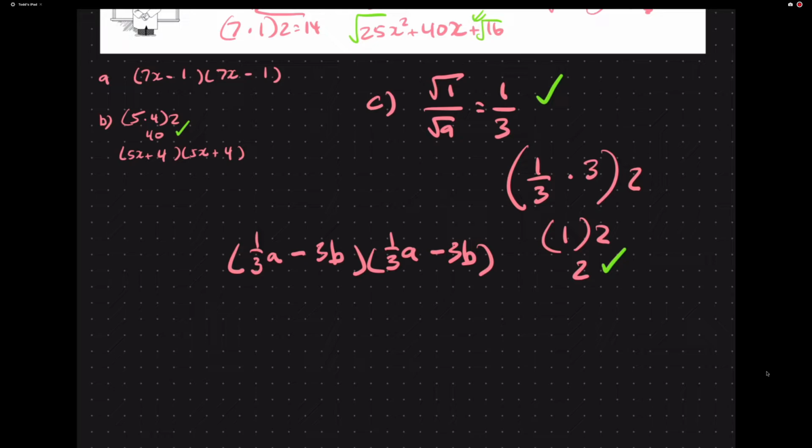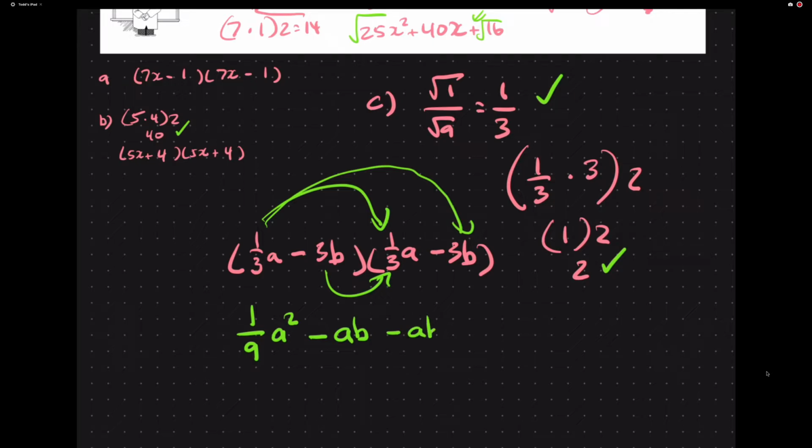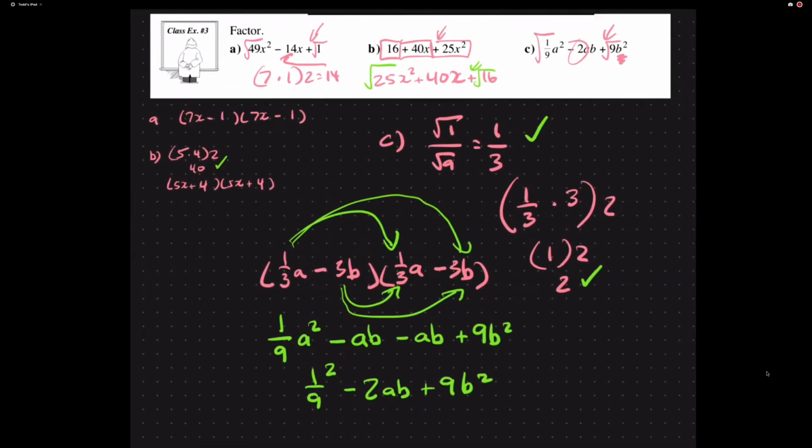complex than the other one, so let's expand it just to verify that we're correct. So 1 over 3a times 1 over 3a is 1 over 9 a squared. 1 over 3a times negative 3b is going to be a negative ab, and negative 3b times 1 over 3a is another negative ab, and negative 3b times negative 3b is going to be a positive 9b squared. Collect all like terms and put in descending order and double check with our original.